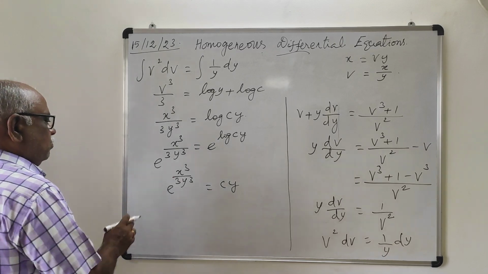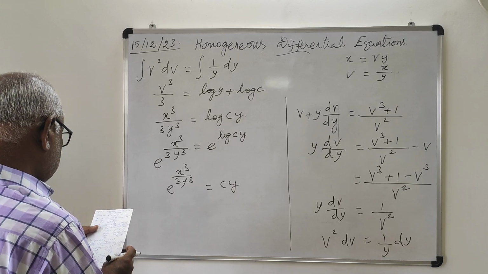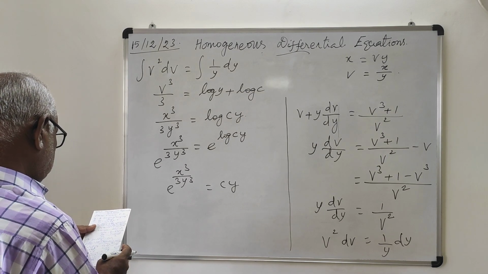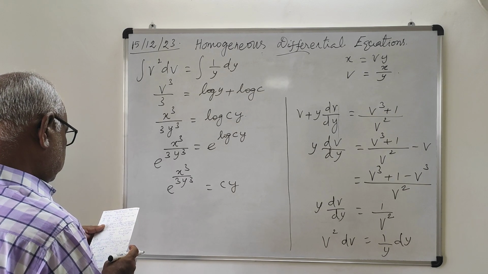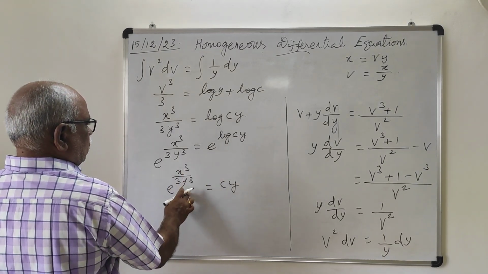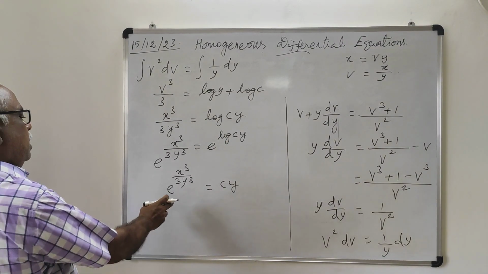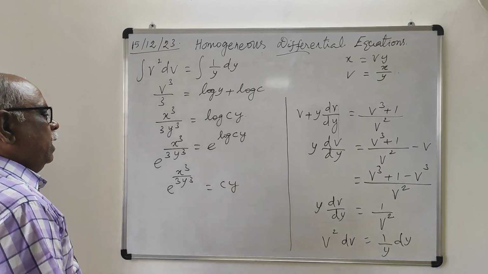Let's write the answer for this problem. E power x cube by 3y cube equal to cy. This is the solution for this given problem.